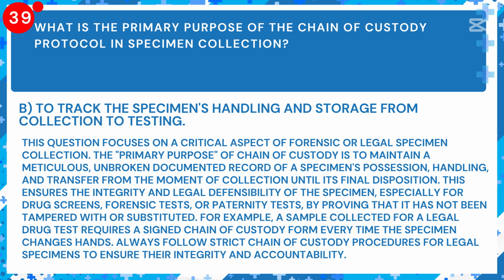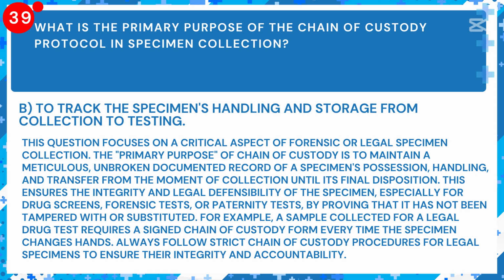Explanation: this question focuses on a critical aspect of forensic or legal specimen collection. The primary purpose of chain of custody is to maintain a meticulous, unbroken documented record of a specimen's possession, handling, and transfer from the moment of collection until its final disposition. This ensures the integrity and legal defensibility of the specimen, especially for drug screens, forensic tests, or paternity tests, by proving that it has not been tampered with or substituted.